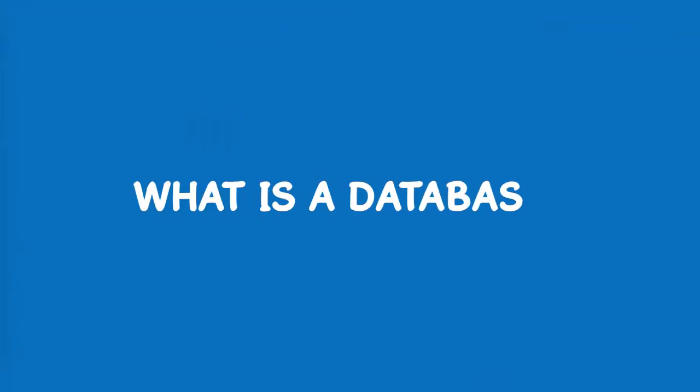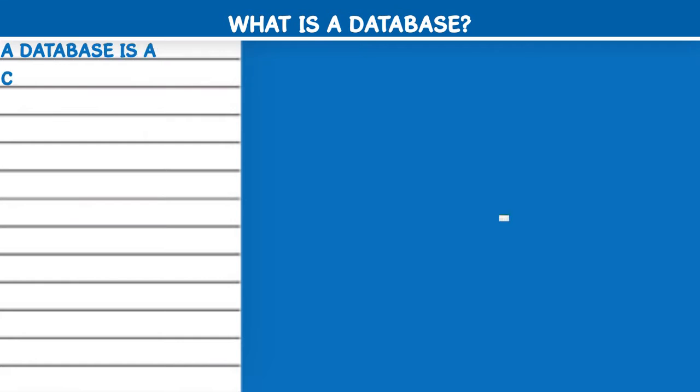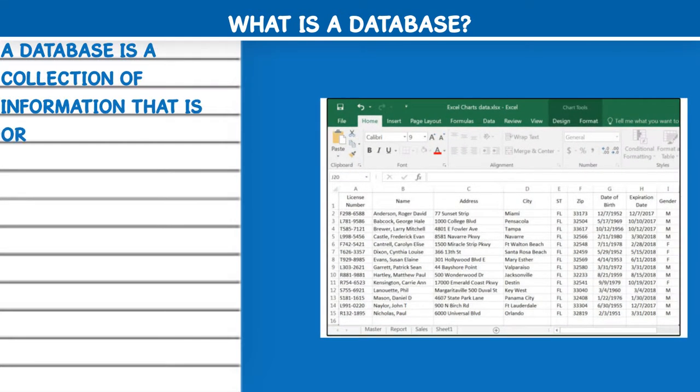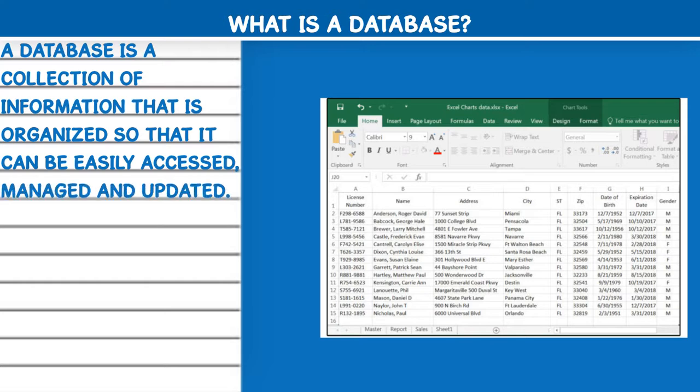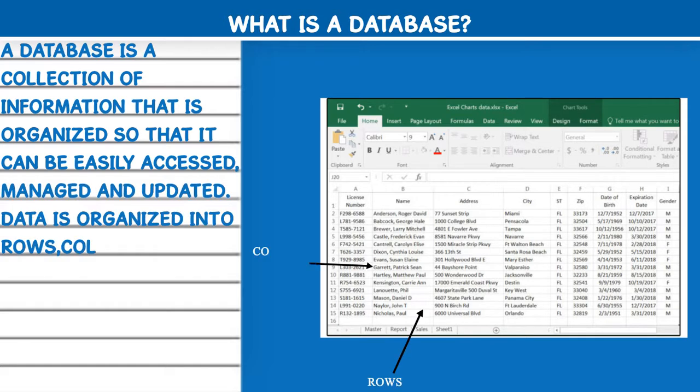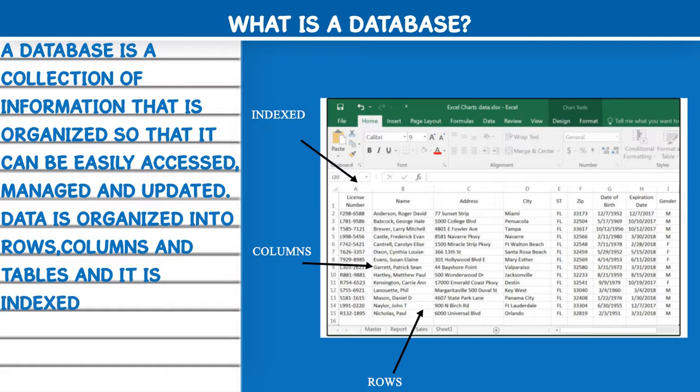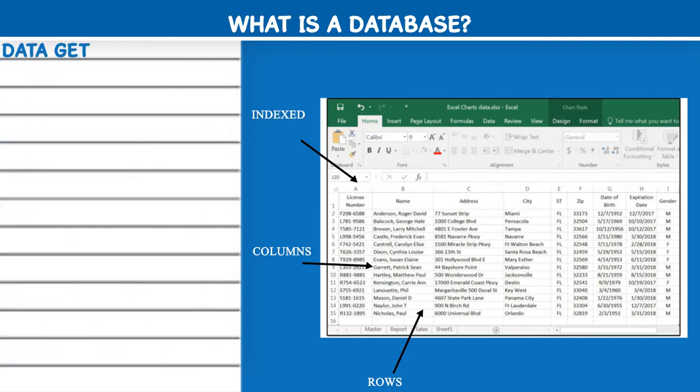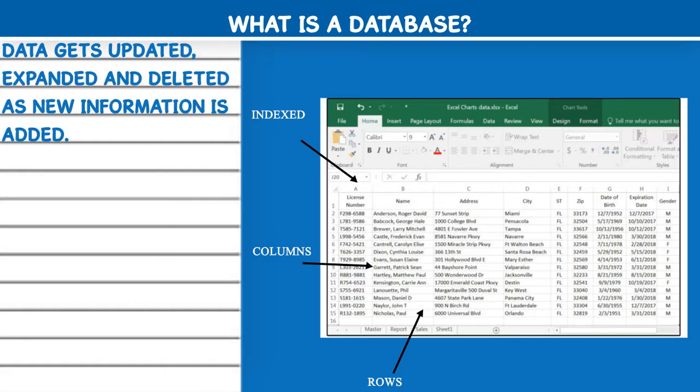What is a database? A database is a collection of information that is organized so that it can be easily accessed, managed and updated. Data is organized into rows, columns and tables, and it is indexed to make it easier to find relevant information. Data gets updated, expanded and deleted as new information is added.